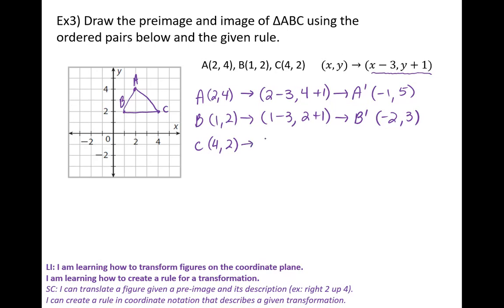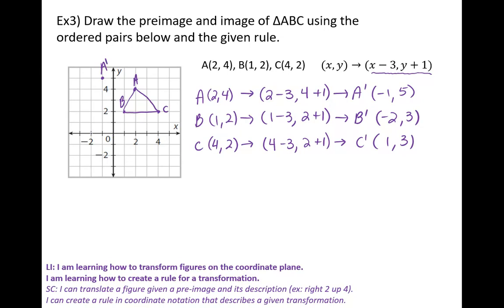And then finally, again, my x is 4. I'm going to subtract 3. My y is 2, and I'm going to add 1. So I get C prime at (1, 3). There we go. Okay, so I'm going to go ahead and put those on my graph. So here I go, (-1, 5). This is A prime.